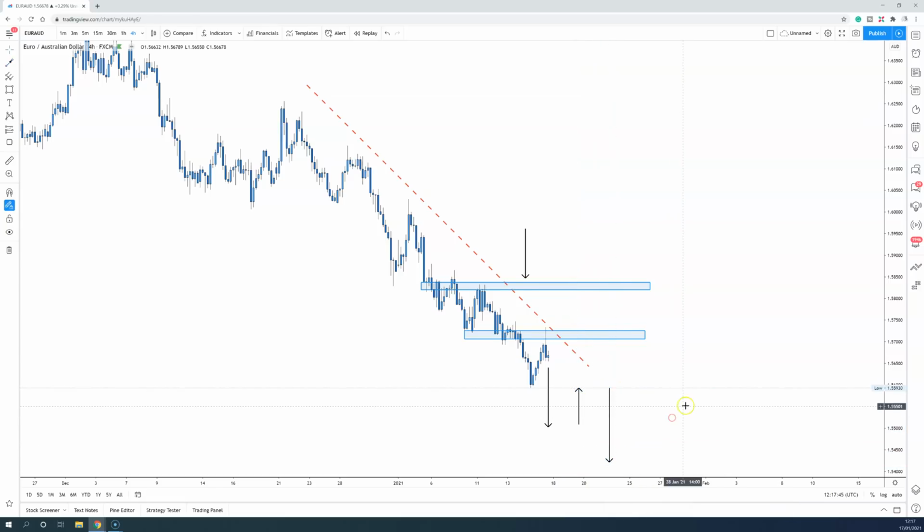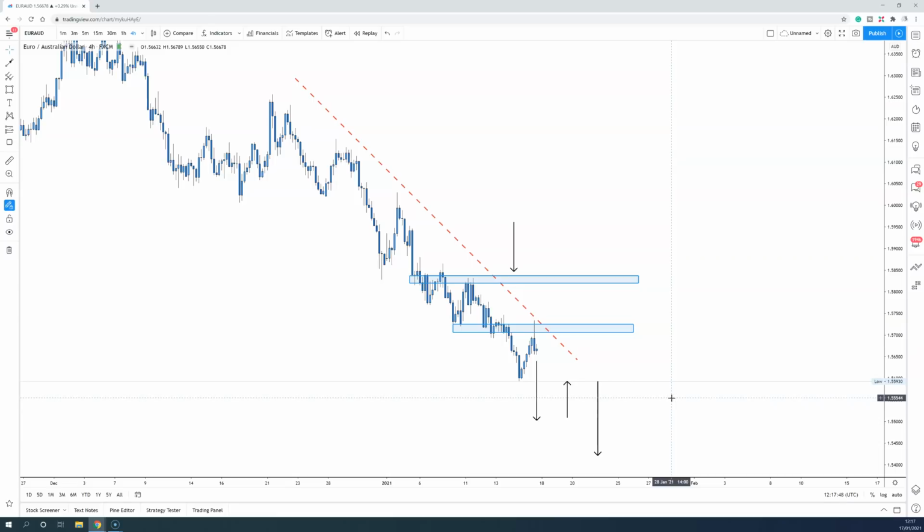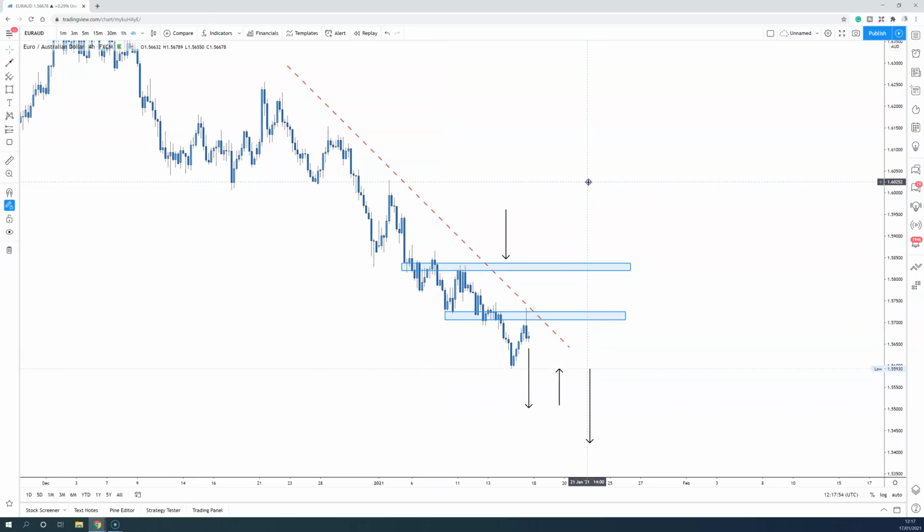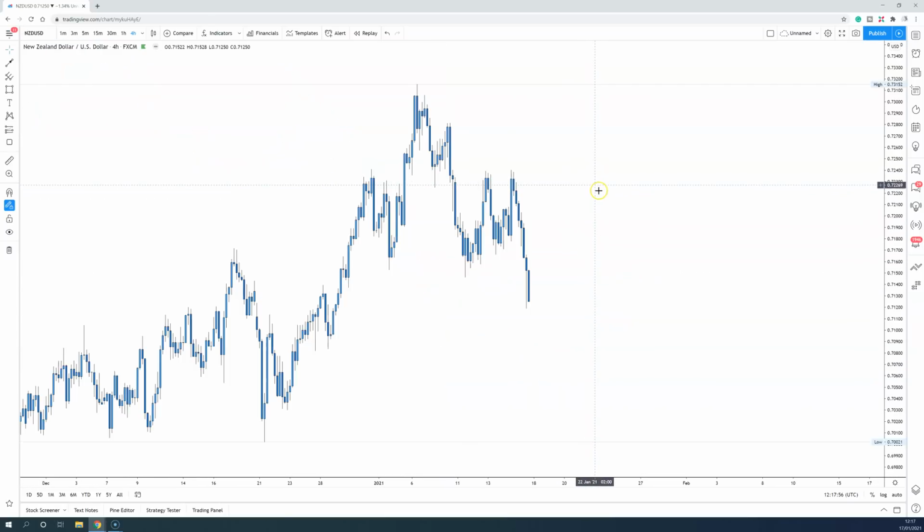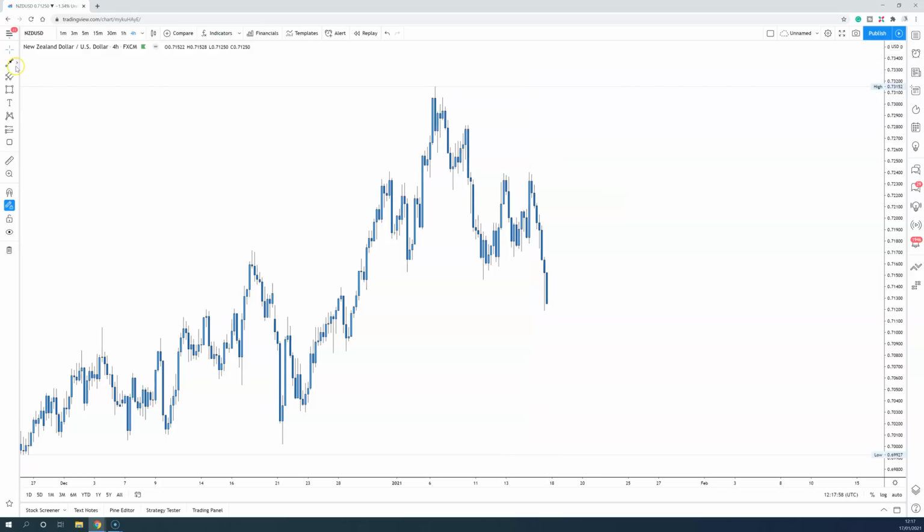There is no evidence here of a reversal. The structure is sell bias. We're making lower lows and lower highs. We're trading below the brick wall, and as far as I'm concerned, there is nothing more to consider when looking at this pair. The next pair that we'll take a look at is New Zealand dollar USD.